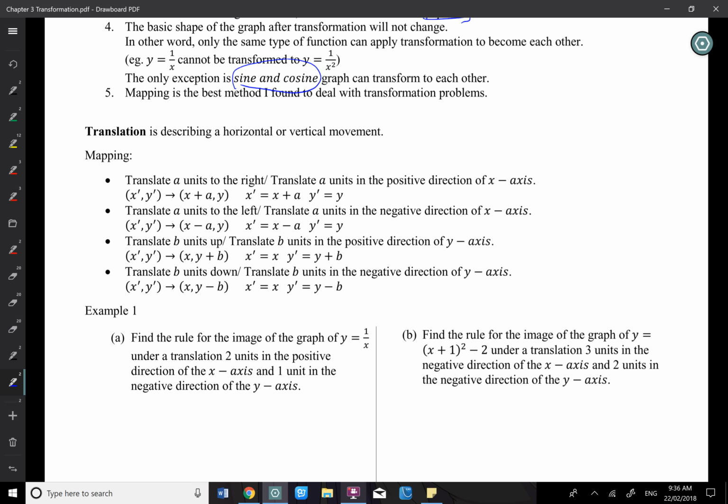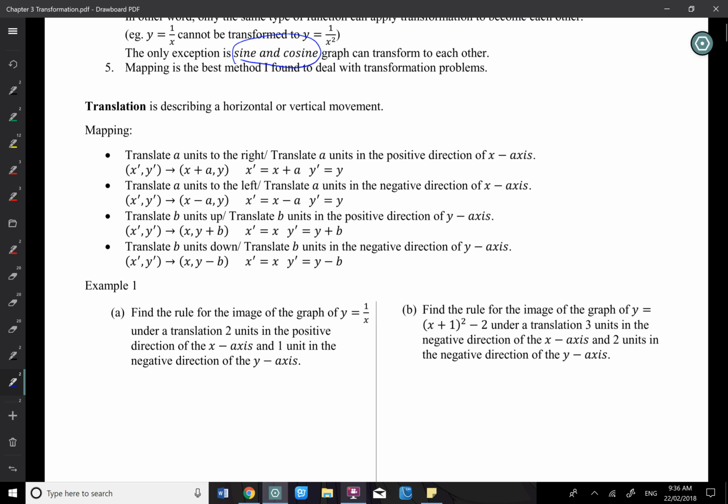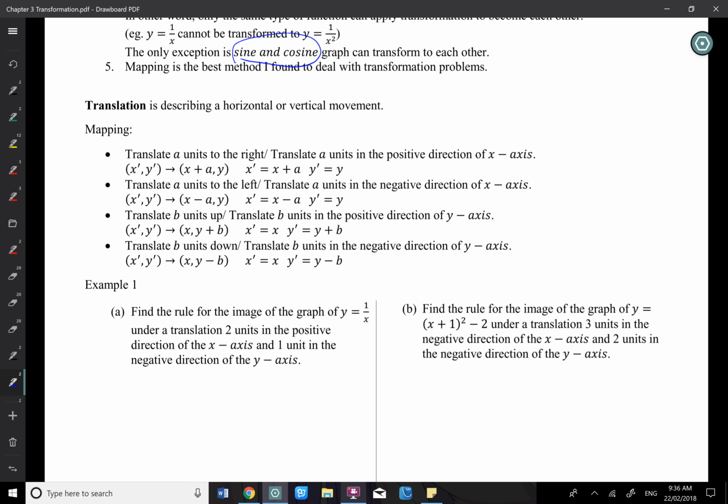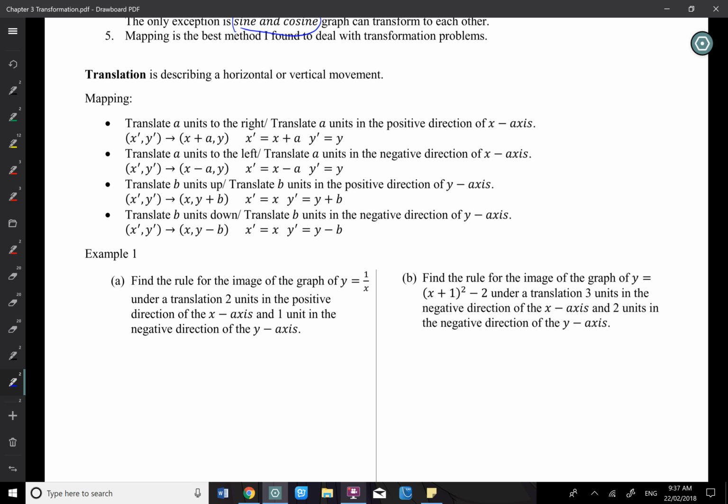So that's one thing I want to say: try to use other methods to sketch graphs. Translation describes horizontal and vertical movement. So translate. The language is important as well, as there will be some questions that ask you to describe things like what's happening in between 2 graphs.